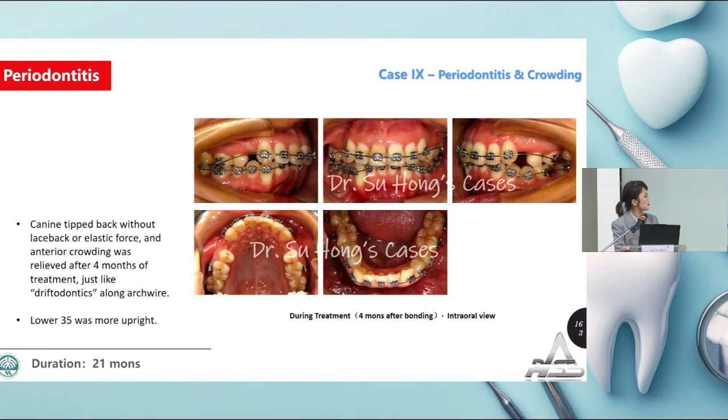Four months after bonding, we can see the canine tipped back without any auxiliary or elastic force, and anterior crowding was relieved after 4 months of treatment, just like driftodontics along the archwire. And in the lower, we can see there is no space here in 4 months of aligning, and the overbite was gradually relieved.